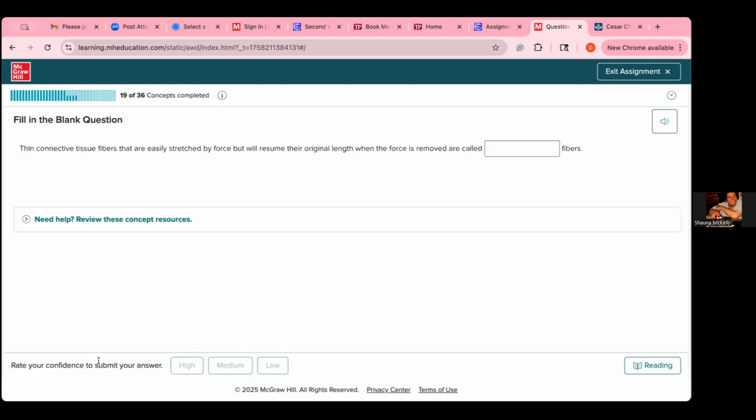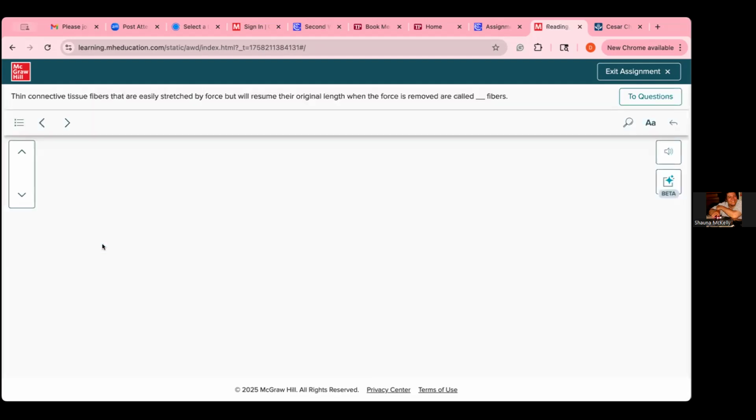Okay. The connective fibers that are easily stretched by force, but will resume their original length when the force is removed, are called blank fibers. Okay, we haven't read about this yet. This is connective tissue, so we need to review the book for this.